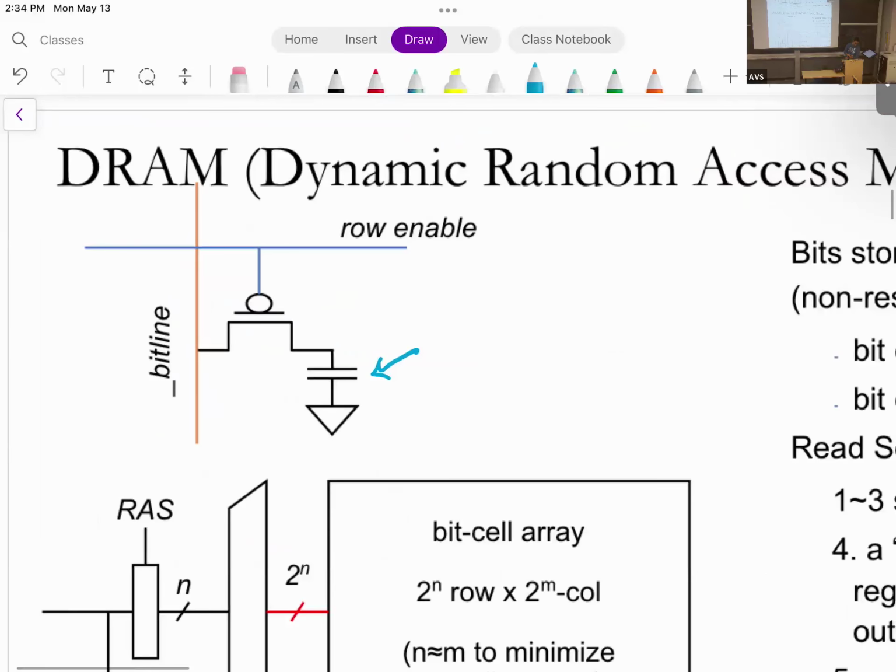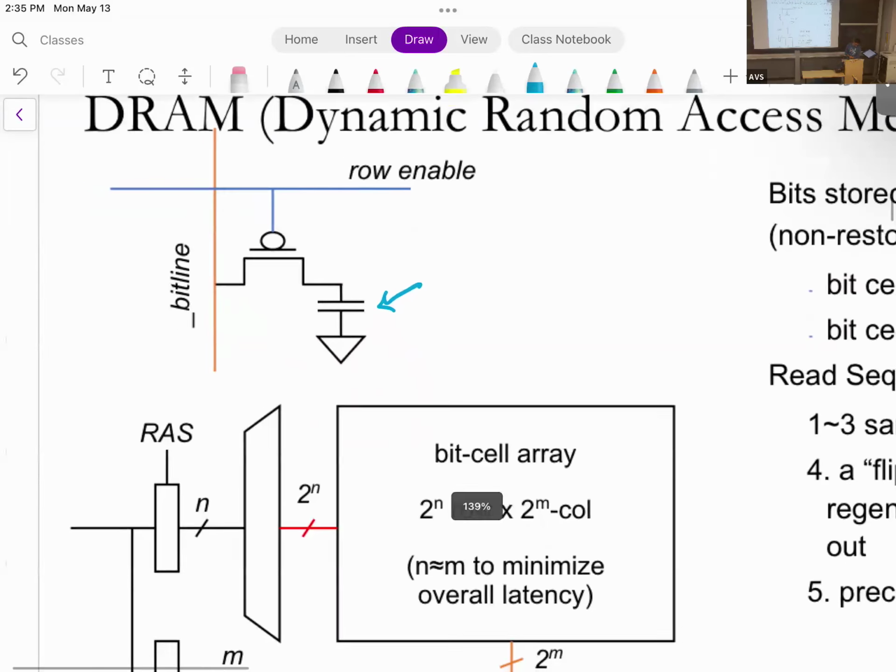And then the big thing about DRAM is that once you read it, it's completely destroyed, right? So SRAM is usually not destroyed. I mean, you usually want to pre-charge and all, but for DRAM, you definitely need to do it because it's completely discharged or charged. So you have to be very careful when you're reading from the DRAM.